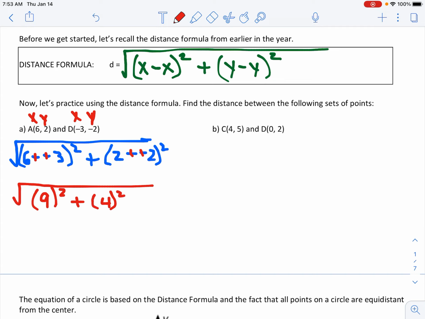Now let's turn those to numbers. We know 9 squared is 81, plus 4 squared gives us 16. If I add 81 plus 16, that gives me the square root of 97. And if I put in the square root of 97, I get 9.85, so we're going to call it 9.9.